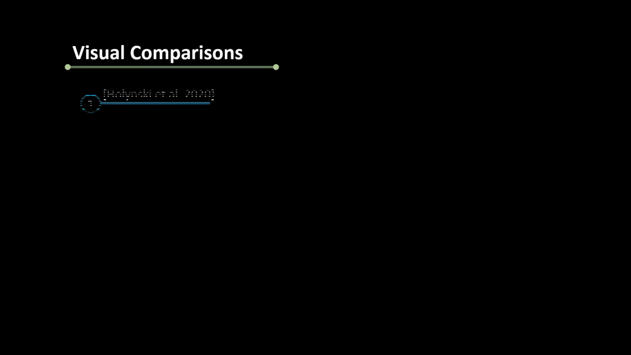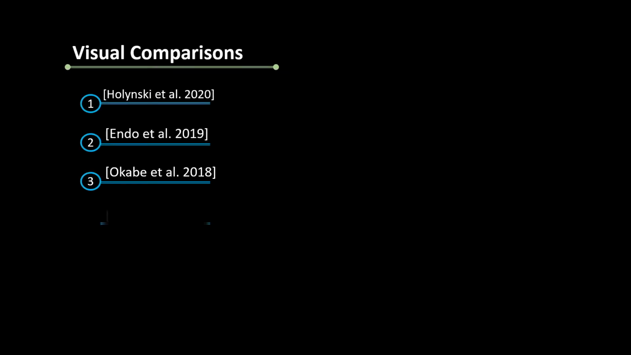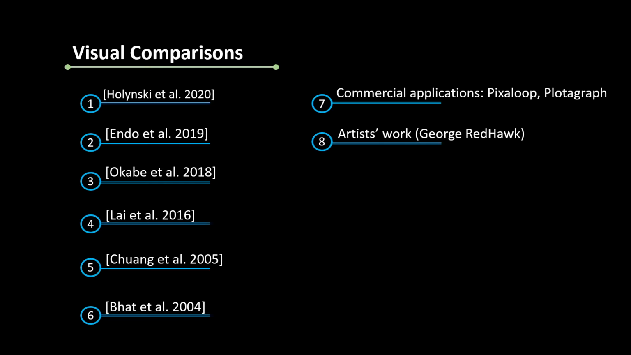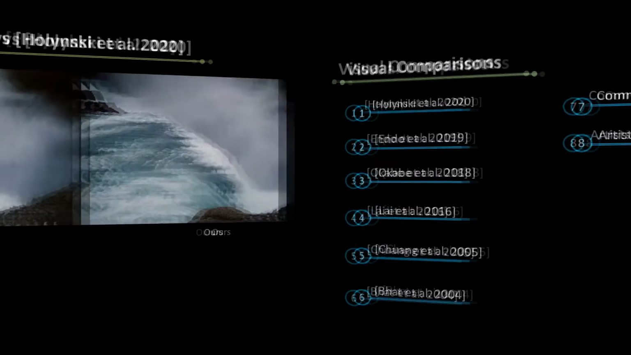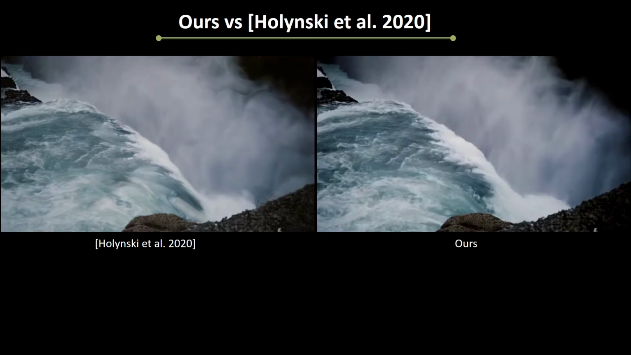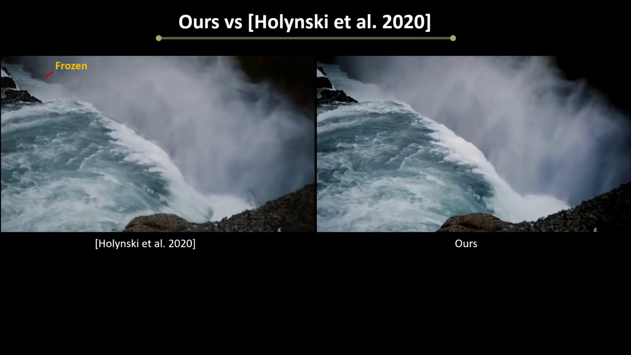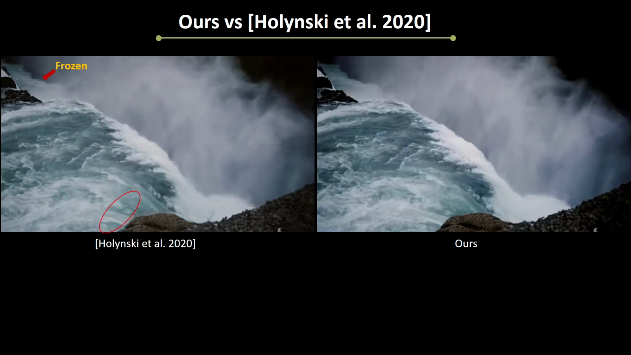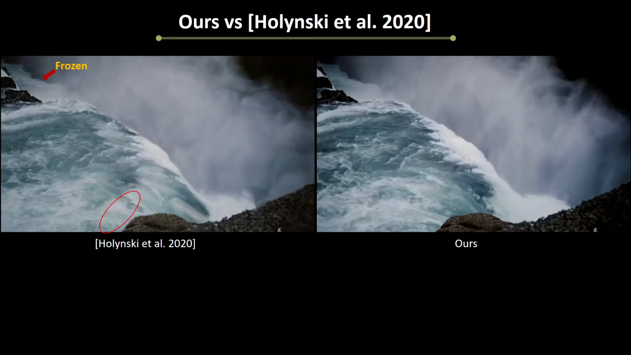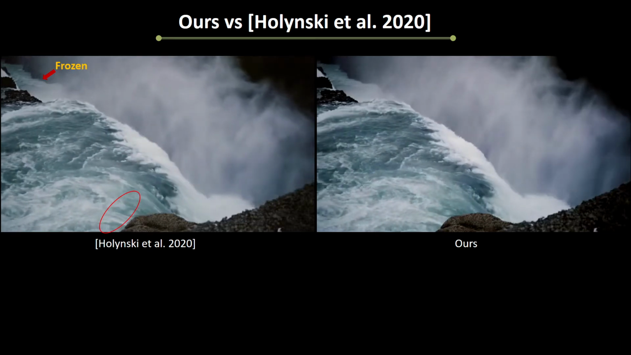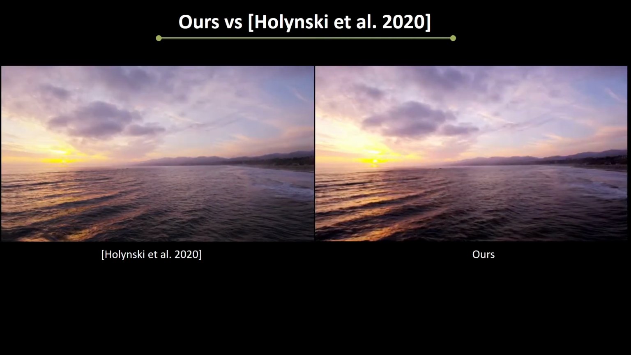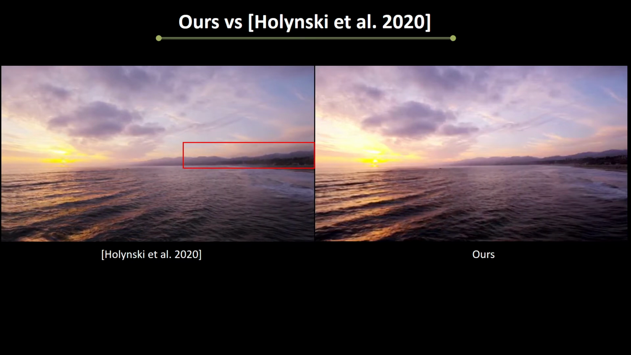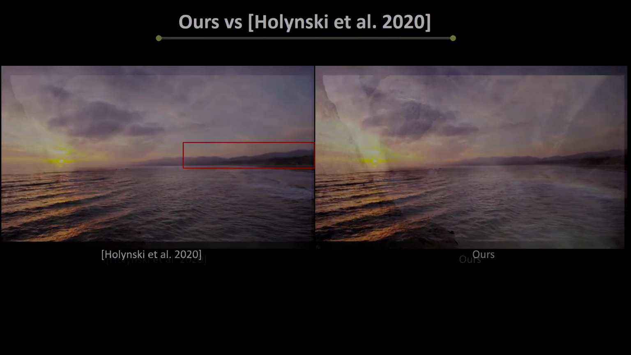To evaluate our proposed system, we here show the visual comparisons with 6 prior research works. Besides, we also compare our results with the existing commercial applications and artists' work. In these results, the system proposed in Holynski et al. fails to recognize the animation regions. Therefore some regions are frozen instead of being animated. And, a noticeable discontinuity artifact still occurs at the gap of 2 adjacent loops in their results. In addition, their system sometimes fails to isolate the animation regions and the still regions. Thus, the still regions will be animated by their surrounding motions.